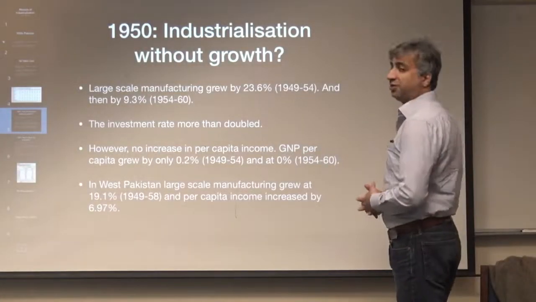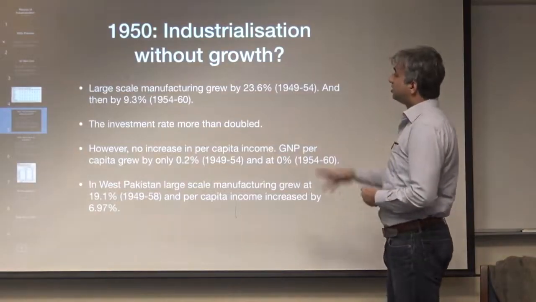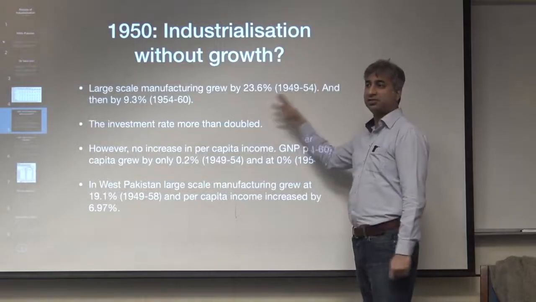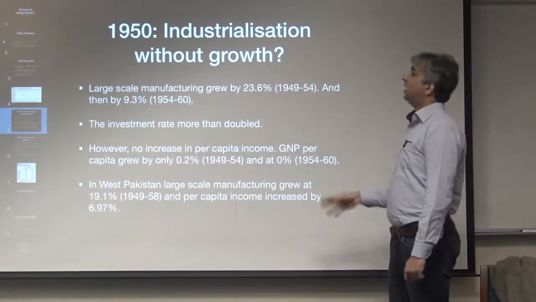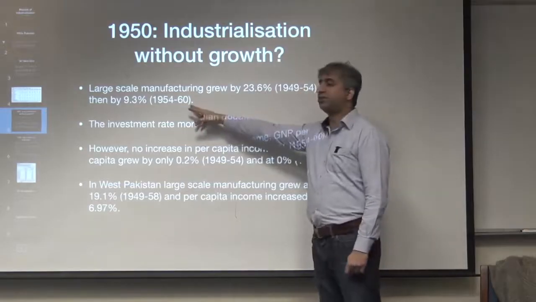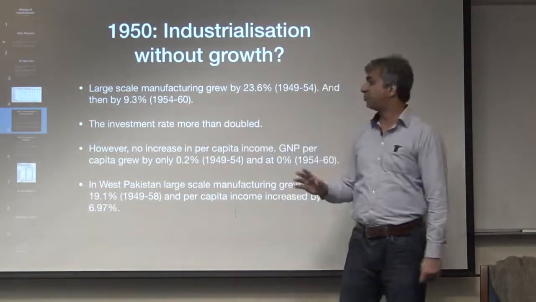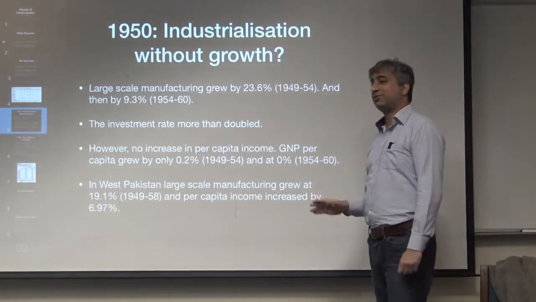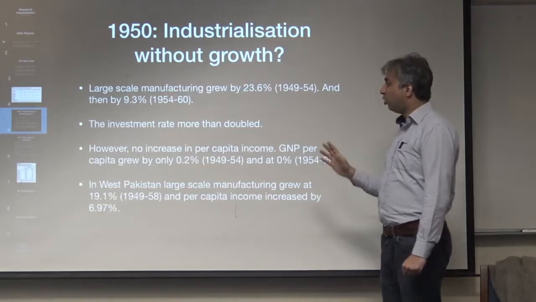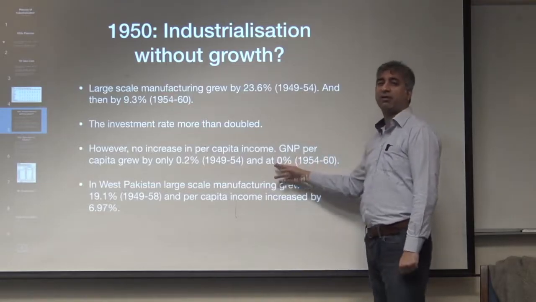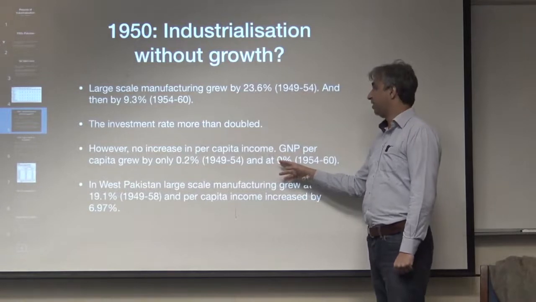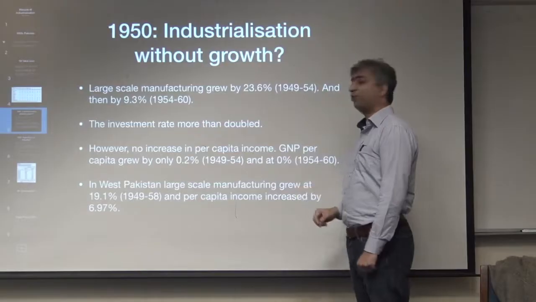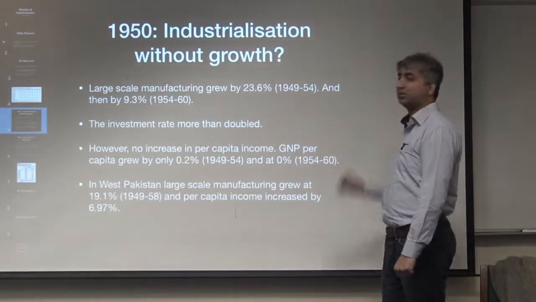Now, although there is significant growth in this period, large-scale manufacturing, in fact, grows by 23.6%. That's phenomenal. That's an incredible rate of growth, right? And then it continues to grow up to the 1960s by another 9.3%. That's absolutely fantastic. Investment more than doubles. But this causes, and this might come as a surprise to you, no significant increase in per capita income across Pakistan. The GNP per capita grew by only 0.2% from 49 to 54, and by nothing between 54 and 60.